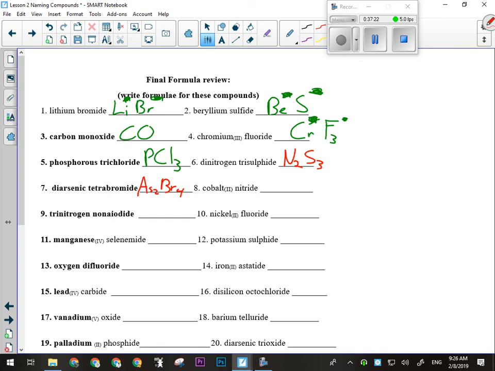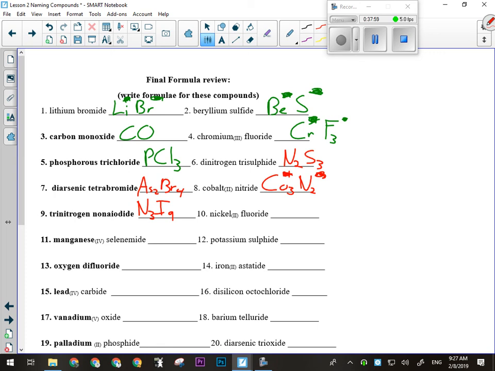All right, cobalt 2 nitride. So cobalt's a metal. We have a Roman numeral here. So we got cobalt with the 2+ charge. Nitrogen always has a -3 charge, so we drop and swap. We got Co3N2. And then for number 9, I've got another molecular compound, nitrogen and iodine together, trinitrogen, so N3, nonaiodide. How many is that? 9. And again, I don't reduce that because it told me those numbers specifically.